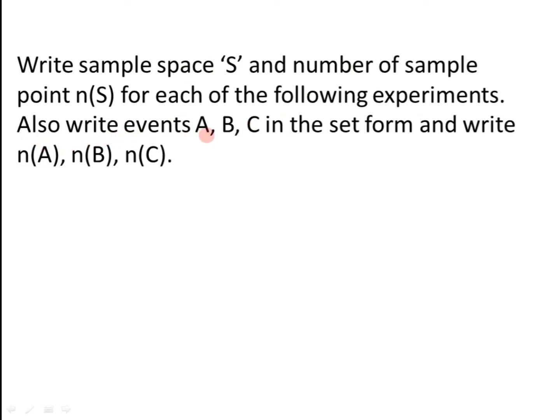Also write events A, B, C in the set form and write n of A, n of B and n of C. So earlier we have studied what is sample space, number of sample points and the experiment. So for this question, some experiments are given. For those experiments, we have to write the elements of those experiments in set form, and also we have to write the number of elements in each set. So let us have the first experiment.